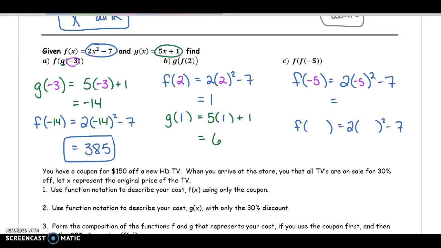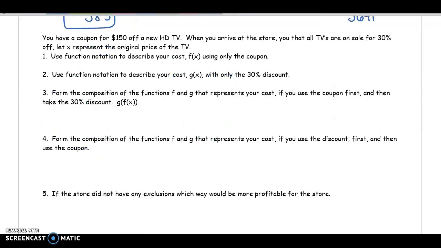Okay, so f of -5. We take -5, plug it into the f function. -5 squared is 25. 25 times 2 is 50, and 50 minus 7 is 43. We then have to plug that into the f function again. And this is where I'm going to need some calculator help. 2 times 43 squared minus 7, 3,691.